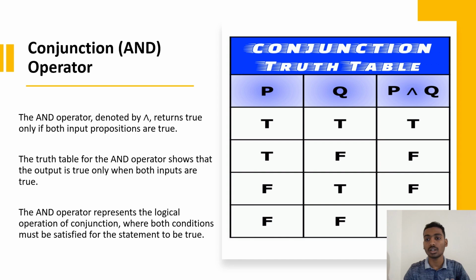In the rest of the rows, P cap Q is false, because sometimes P is true but Q is false, and sometimes P is false but Q is true. In the last row both conditions are false, so this condition cannot apply. If both P and Q are true, then only the conjunction value will be true.